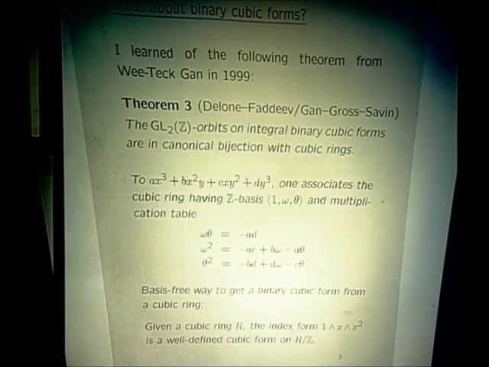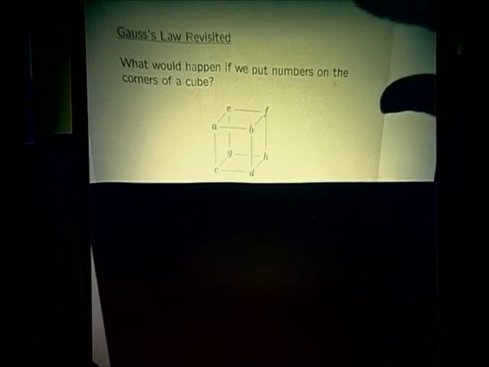So the way I thought to start was to look at Gauss composition again and try to come up with a way that might incorporate other spaces into Gauss's original composition, and then see how that could maybe generalize. So here was the idea. What would happen if we put numbers on the corners of a cube? So it's a 2 by 2 by 2 matrix.